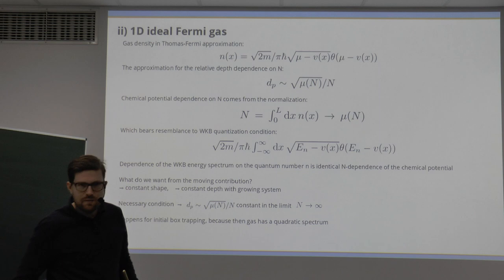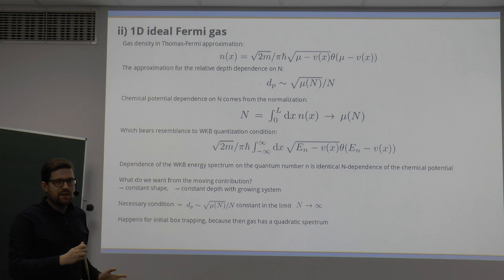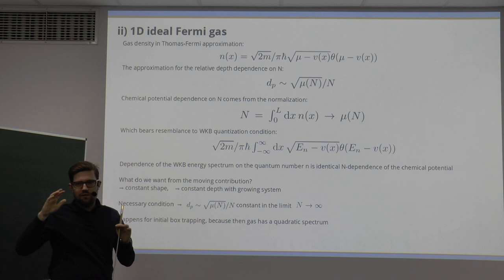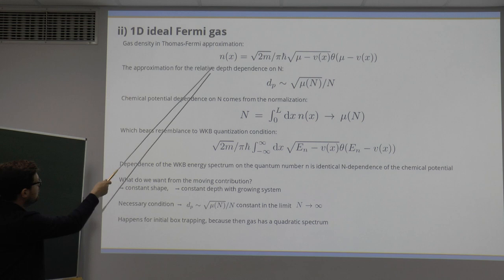We just take the Thomas Fermi approximation. The Thomas Fermi approximation is just the semi-classical approximation, purely mean field. It's just the easiest way to calculate a single particle density of the gas. So for example, for a Fermi gas in the box, this is just a constant density. So this is the expression for the Thomas Fermi approximation.